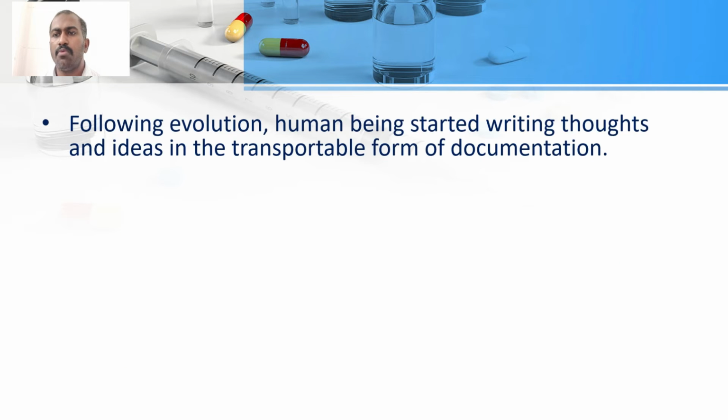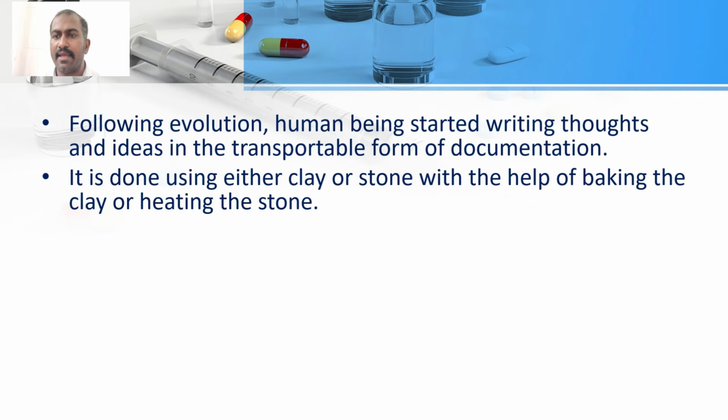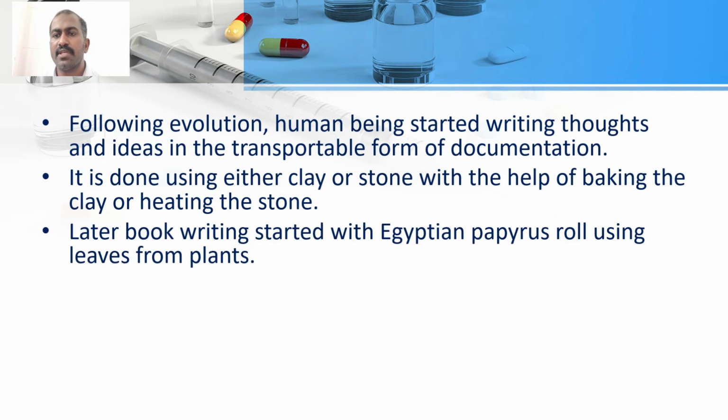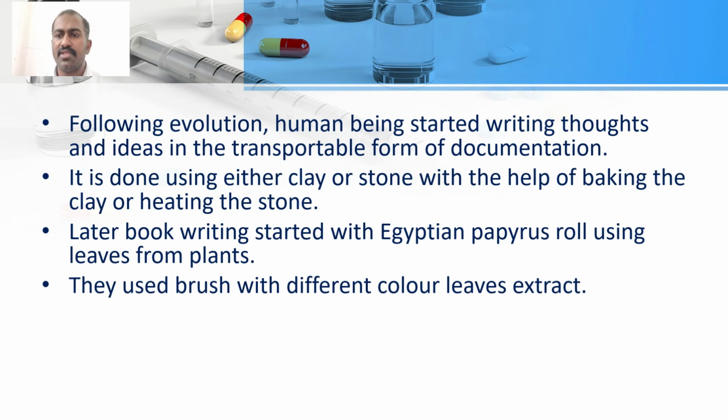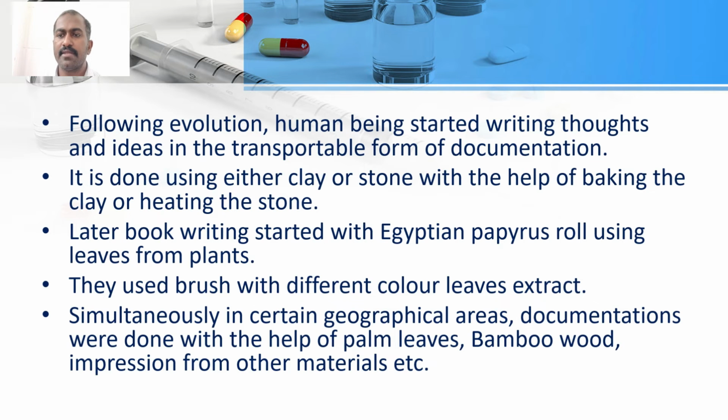Following evolution, human beings started writing their thoughts and ideas in a transportable form of documentation. It was done using either clay or stone, with the help of baking the clay or heating the stone. Later, book writing started with the Egyptian papyrus roll using leaves from plants. They used a brush with different colors of leaf extract. Simultaneously, in certain geographical areas, documentation was done with the help of palm leaves, bamboo wood, or impressions on other materials.